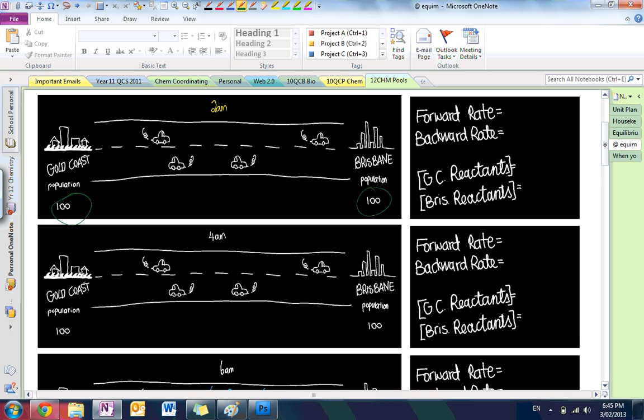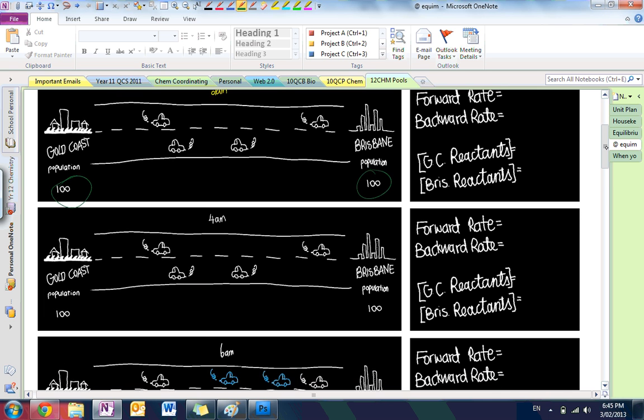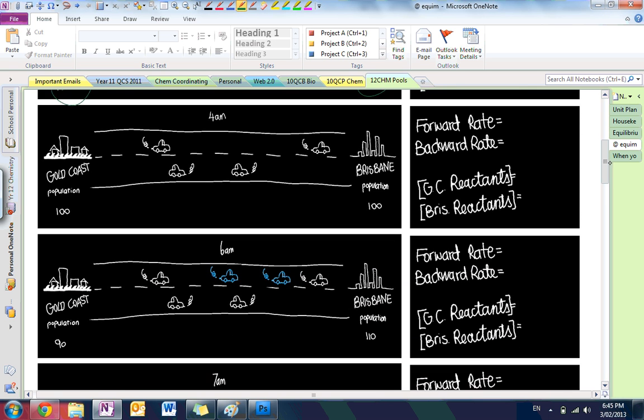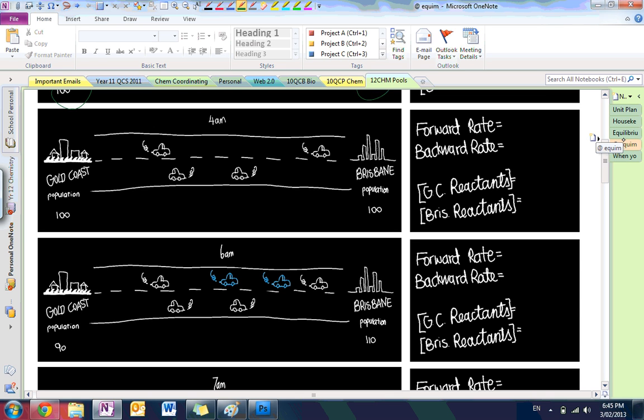4 AM is also very similar. You have the same number of cars. Now once we get to 6 AM, we are getting the morning traffic. Okay, so you can see here, you've got extra cars that are driving up to Brisbane. Your population of the Gold Coast has dropped from 100 down to 90, and in Brisbane, 100 up to 110. So the increased rate in the northbound traffic has caused a change in the population or a change in the concentration.